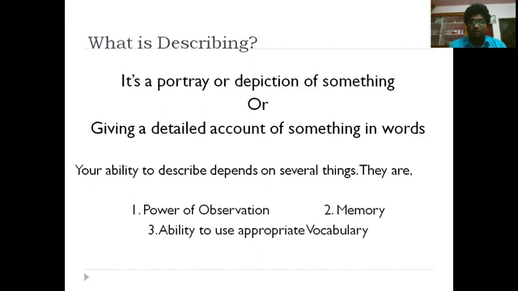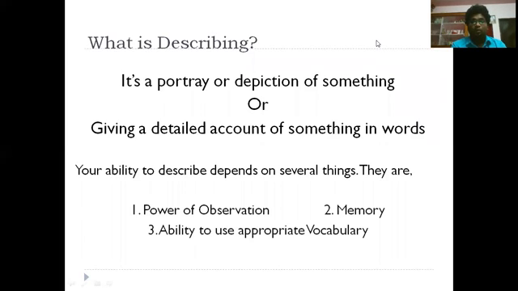And secondly, the memory. Whatever you have witnessed there, whatever you have observed there, that has to be memorized. And thirdly, we must be in the position to deliver that, through our words or through our writings, whatever it may be. So we should be in the position to use appropriate vocabulary according to the context. If we are talking about a place, we must have good terminology for that. And if you're talking about a person, or if you're talking about a thing, we must be in the position to use appropriate vocabulary according to that context.